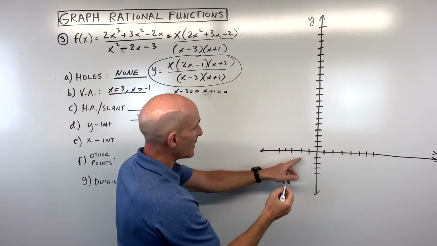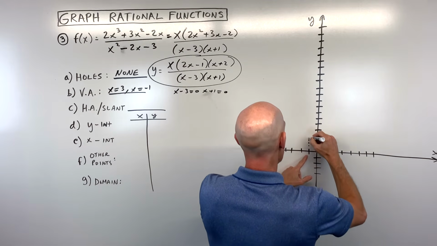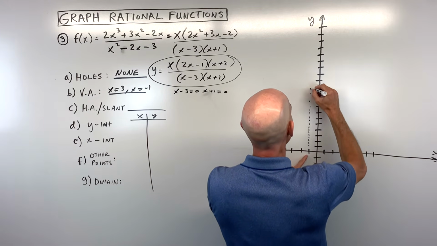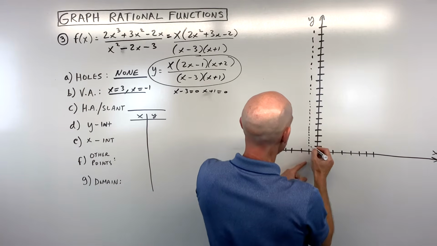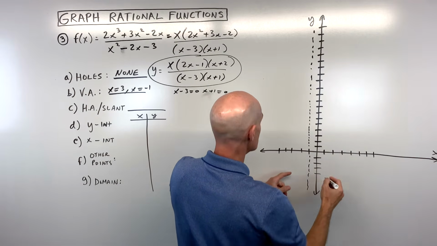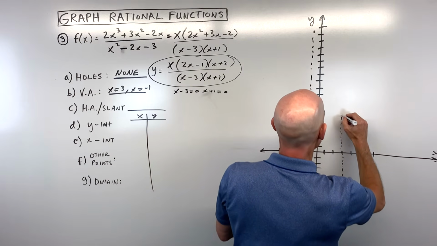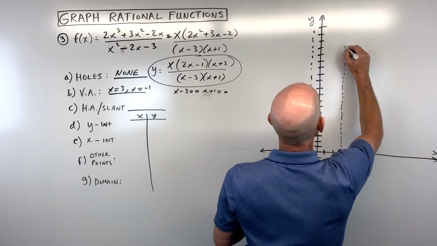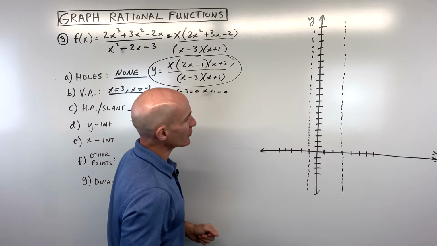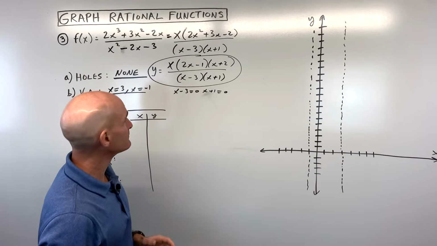So let's go ahead and plot that on our graph here. So negative 1, try to be real accurate about this. So here's negative 1, and x equals 3 is going to be right here. Just trying to draw it as a dashed or dotted line. You won't actually see that on the graph. It's just kind of using it as a guide.